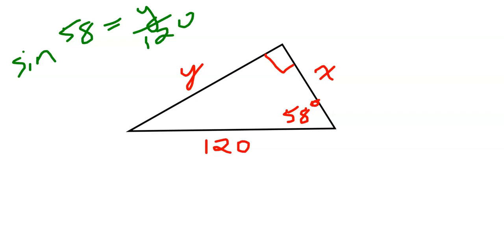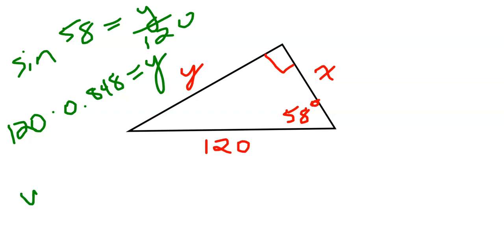We can multiply both sides by 120 as we did before to get that 120 times the sine of 58. And if we actually go through and take the sine of 58, we end up with 0.848 is equal to y, and multiplying that by 120, we get that y is equal to 101.76.